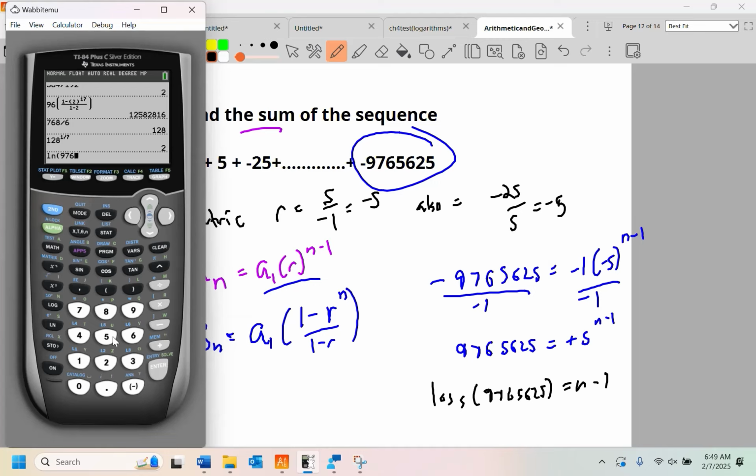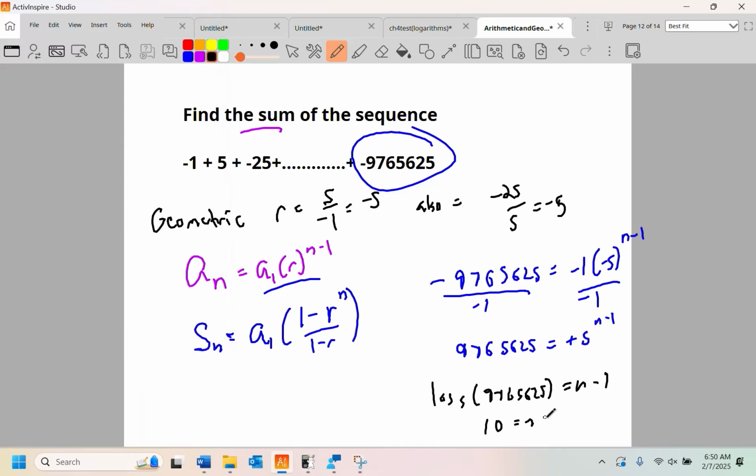You guys are probably not hearing me say some important things there. Things can be done by hand, or they can be done with technology. Technology is the real issue here of having that negative base. Nothing wrong with having a negative base. And that's divided by the ln of 5. And I should get a nice little number here. I did, I got 10. So 10 equals n minus 1. So n is 11. So now I can actually turn around and find the sum of the sequence.